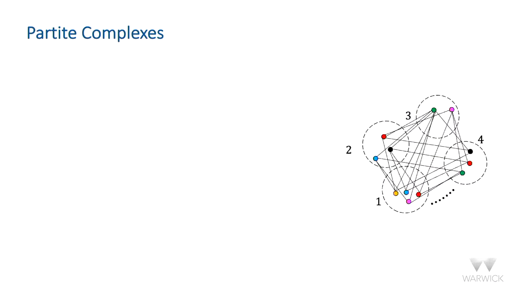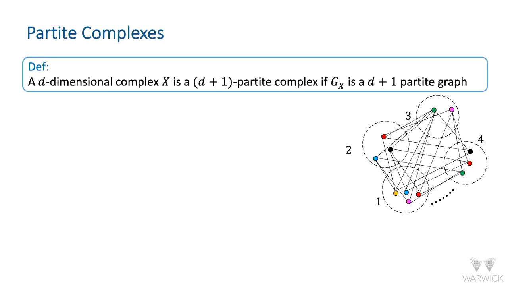Okay, first I need to define to you what a partite complex is. Our theorem is only for partite complexes. So what is a partite complex? Let's say you have a d-dimensional simplicial complex. We say that this is a d plus 1 partite complex if the one skeleton of the entire complex is a d plus 1 partite graph. Okay? What that means is that every facet must have exactly one vertex per part. There must be d plus 1 parts, and every facet has exactly one vertex per part.